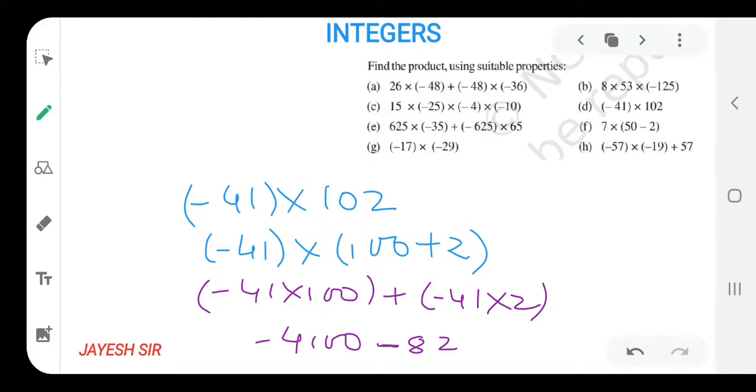I want to give 4100 rupees to one friend, and to my other friend I need to give 82 rupees. So in total how much money do I need to give? I need to give minus 4182 rupees in total to both of my friends. I hope you all might be getting it, friends. That's very easy.